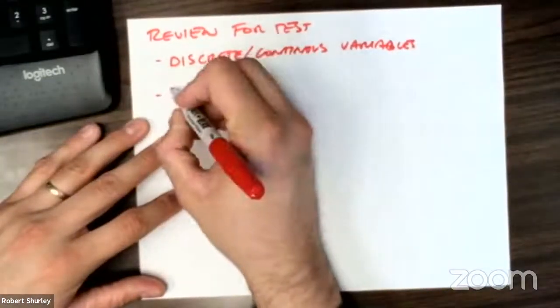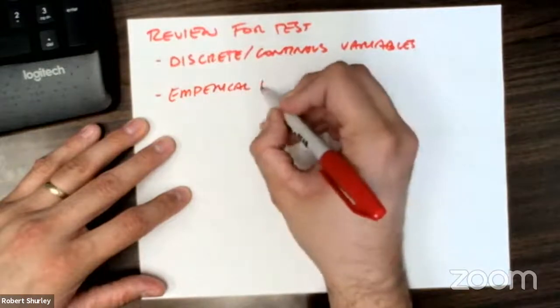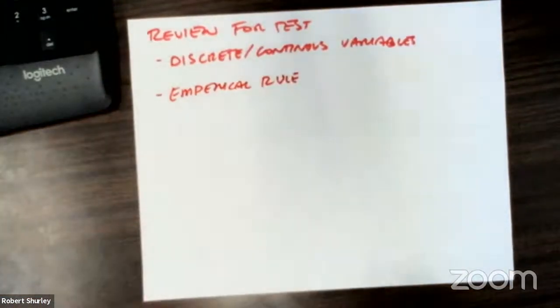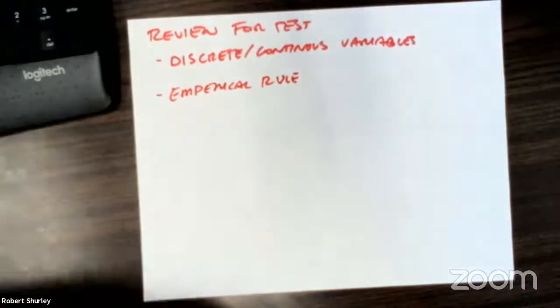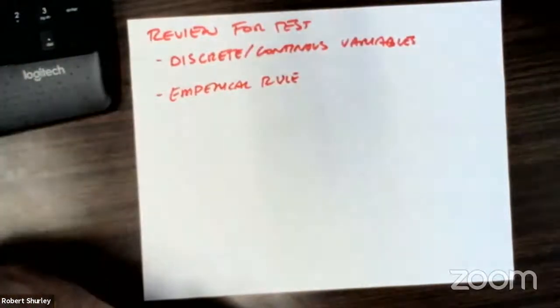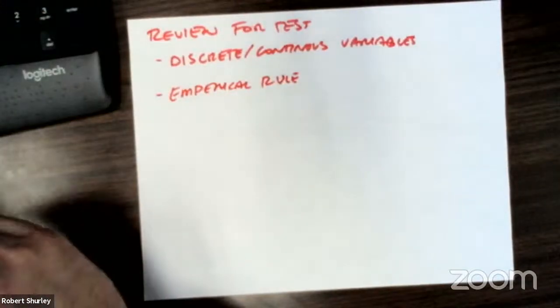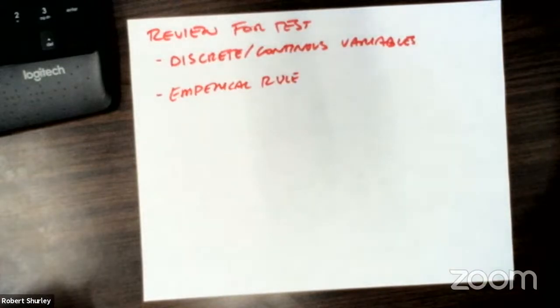You're going to need to know the empirical rule. Remember, the empirical rule was, if we've got a bell-shaped distribution, it gave an estimate: within one standard deviation, there's 68% of the data. Within two standard deviations, it's 95% of the data. That was the empirical rule. That's going to pop up on the test.